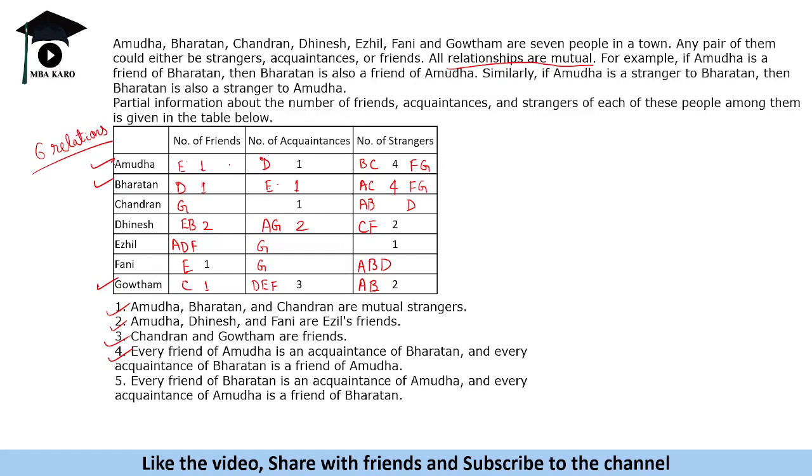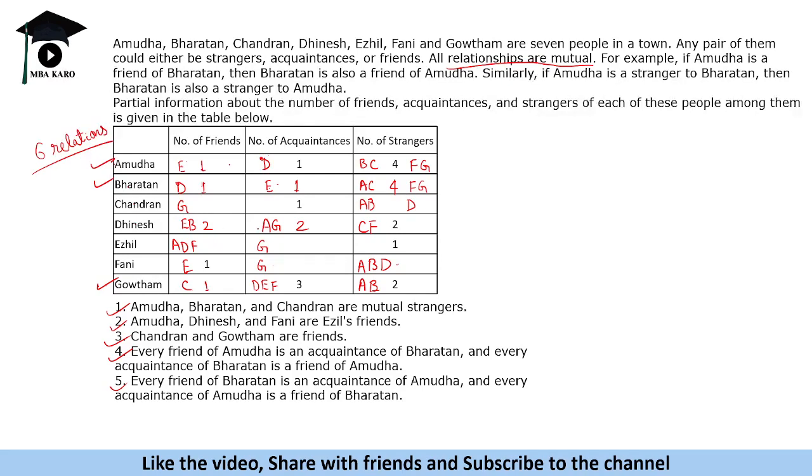So Fani and Chandran. If we see Fani and Chandran, Chandran cannot be this, right? Chandran cannot be friends. If we put Chandran here, then Fani should come here, and that would complete one, four, six, five relations. And if you put Chandran here, then Fani would come here.